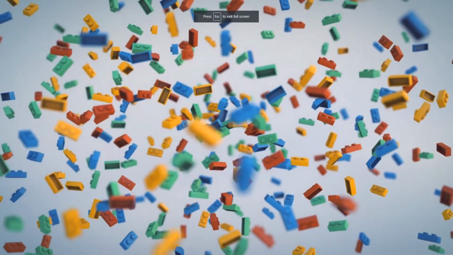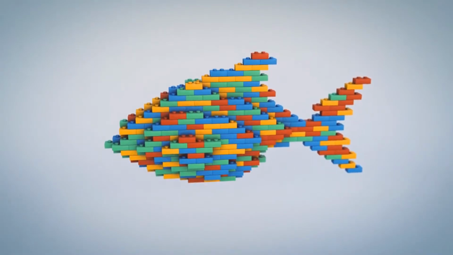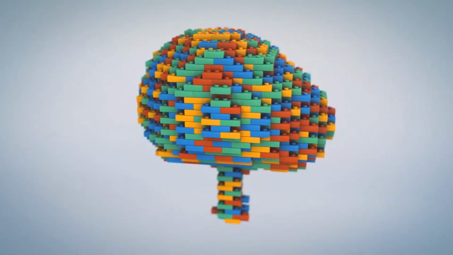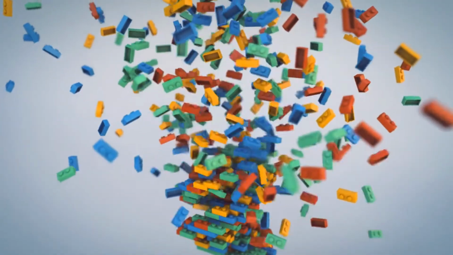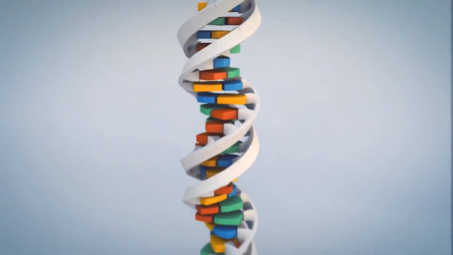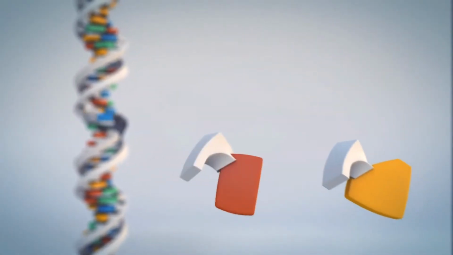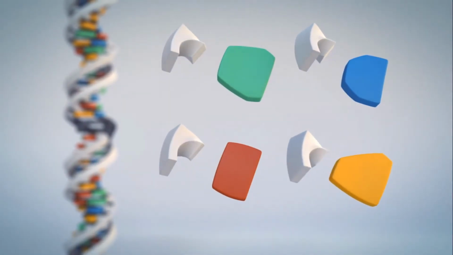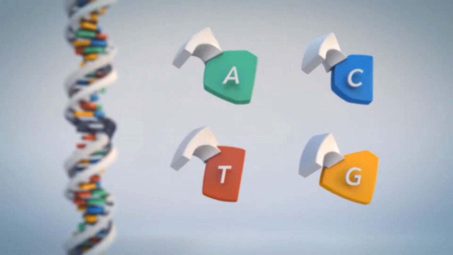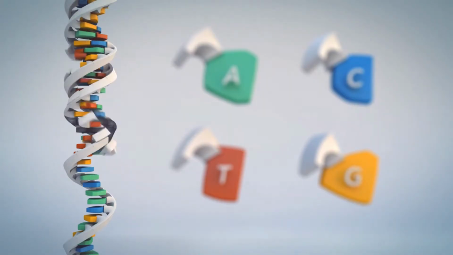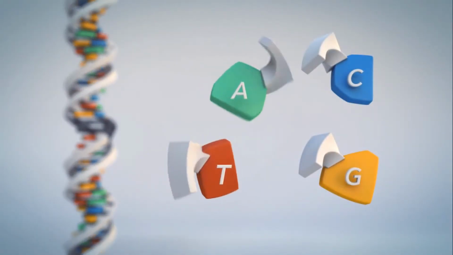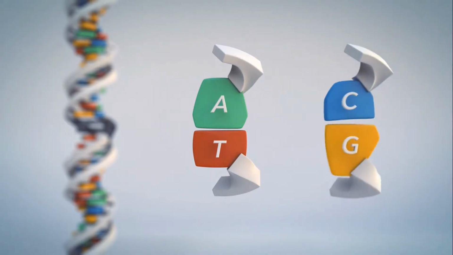The instructions for building all living things, whether a fish, a bacterium, a tree, an insect, or a person, are found in a molecule called DNA. DNA is made up of 4 tiny building blocks. Each building block has a backbone and a chemical base that is represented by the letter A, C, G, or T. DNA molecules have 2 strands that are joined together through complementary base pairing. A pairs with T, and C pairs with G.